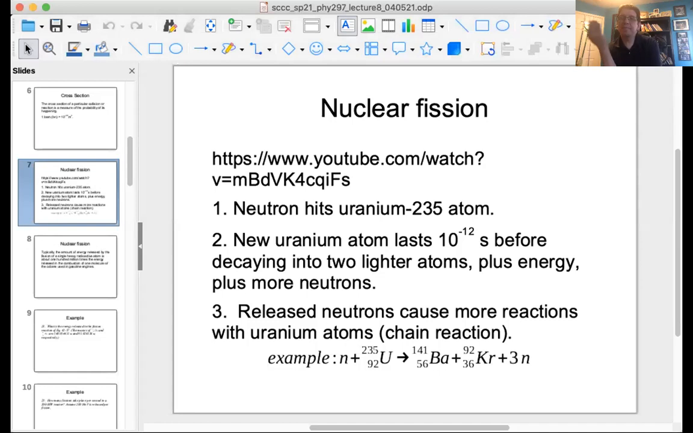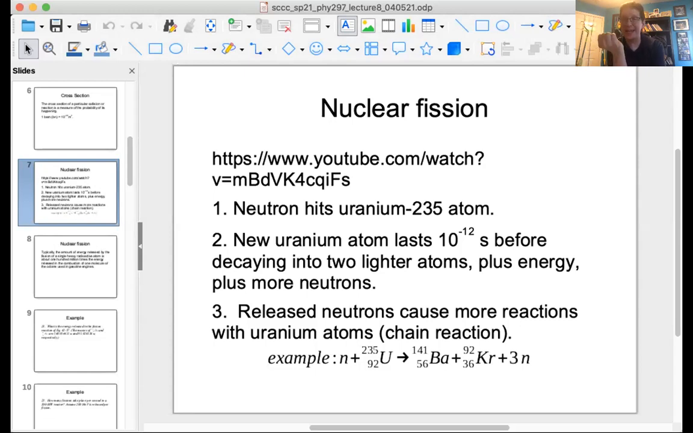Okay, so getting back to our lecture. So the basic process is, the neutron hits a uranium-235 atom. The new uranium atom is very unstable. It lasts about 10 to the negative 12 seconds, basically just barely long enough to warrant a mention, before it decays into 2 lighter atoms plus energy plus more neutrons.